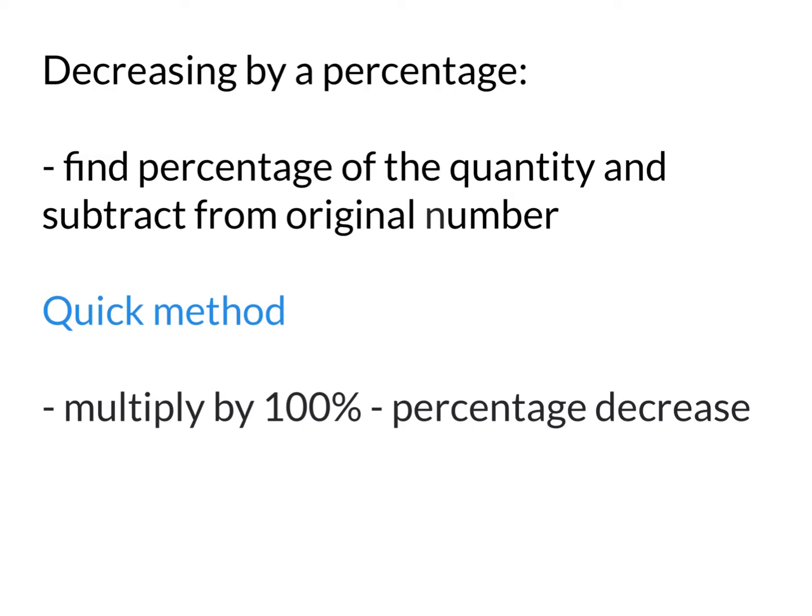Decreasing by a percentage. So you find the percentage of the quantity and you subtract from the original number. So that's a way that we've learnt before. The quick method is that you do 100% minus the percentage decrease, and then you multiply that by the original number.